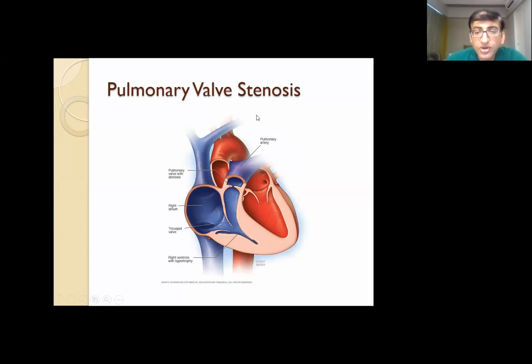So depending upon the severity of stenosis, the degree of hypertrophy will be accordingly. The more the stenosis, the more will be the right ventricular hypertrophy. The less the stenosis, the less the heart has to work, so less will be the hypertrophy. And sometimes when there is very mild pulmonary stenosis, there will be no right ventricular hypertrophy. So depending upon the severity, the hypertrophy will be there.